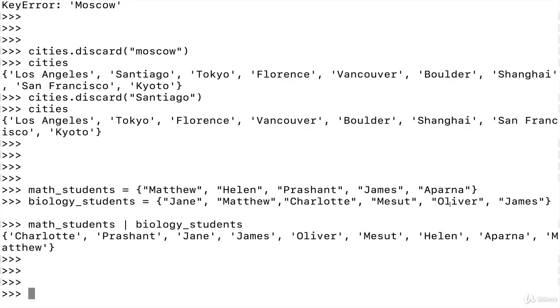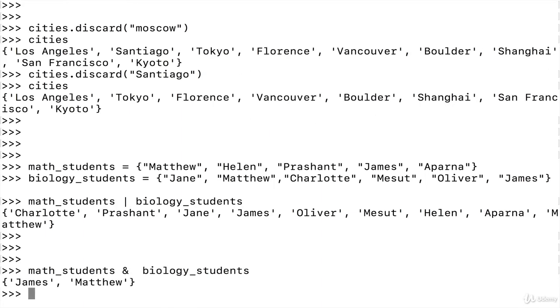But I can also do set intersections, which in this case would tell me the set of students who are in both of my courses. So to do that, it's the same syntax, except instead of the or, we use an and, like an ampersand above the 7 key. And it tells me, okay, James and Matthew are your two students that you have in both courses.